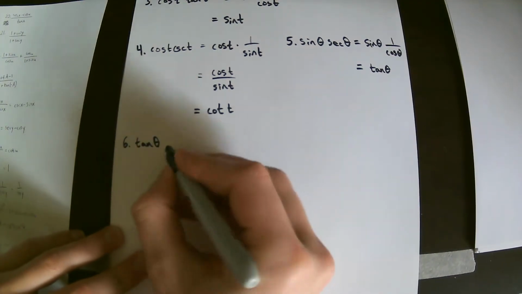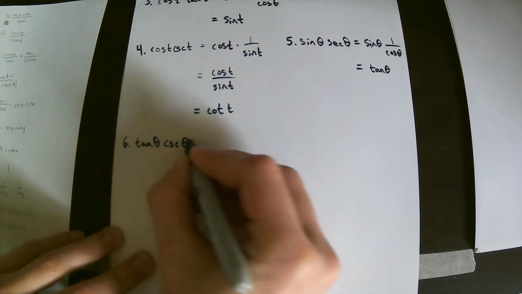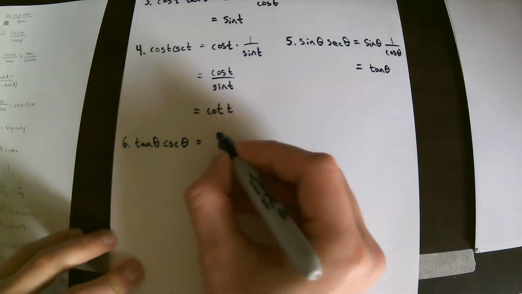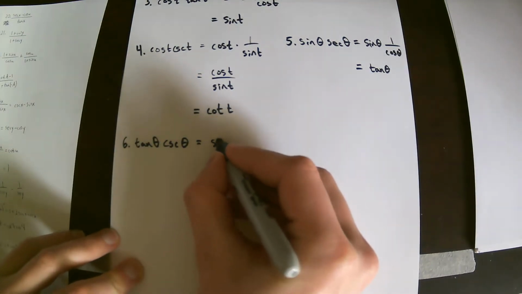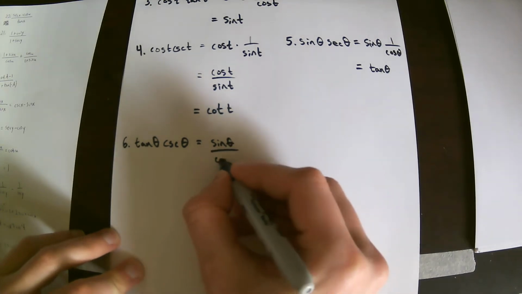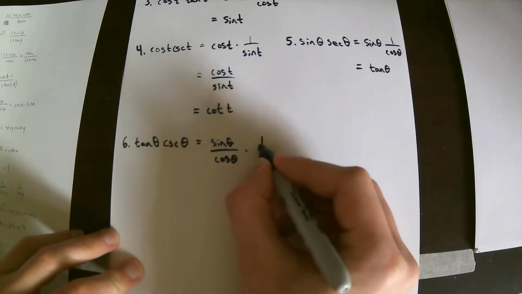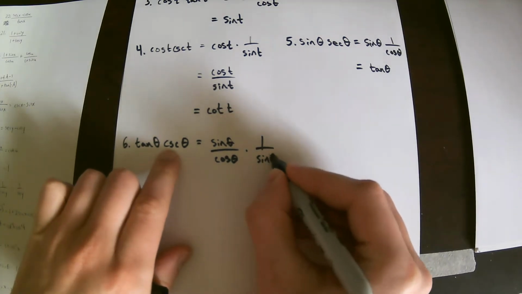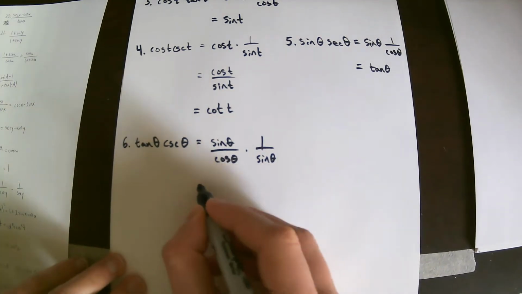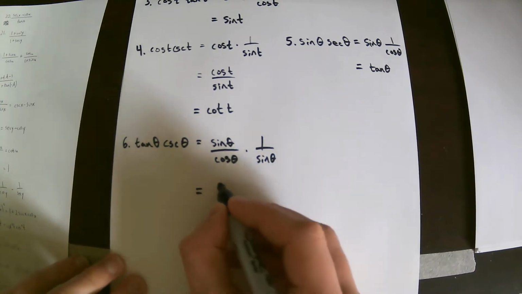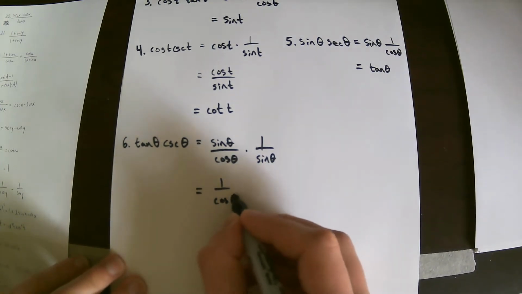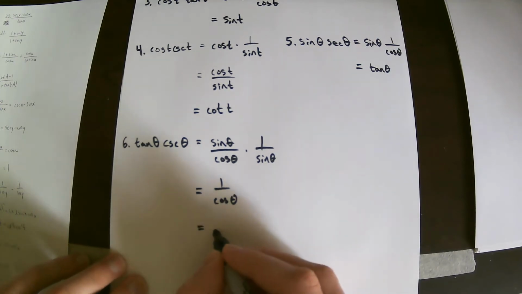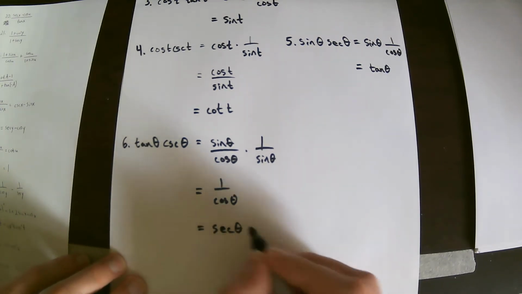Tangent of theta times cosecant of theta is the next one. If I write everything in terms of sine and cosine, I'm going to have sine theta over cosine theta times 1 over, so cosecant, 1 over sine theta. You can see the sines will cancel here, and I'm going to end up with 1 over cosine theta. Sine and sine cancel, but 1 over cosine theta is secant theta.